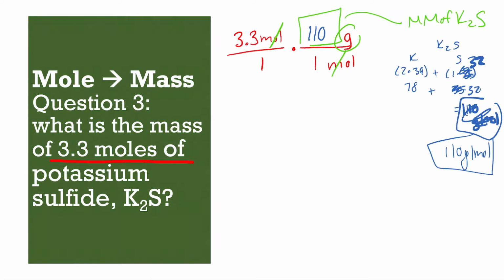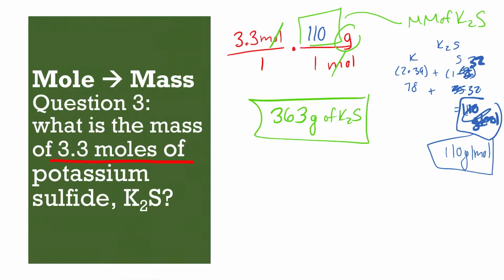So we get 3.3 times 110, and that is 363 grams of K2S. And that's it. Again, using the dimensional analysis protocol makes this a lot easier. It does take some practice to get through, but it's just kind of remembering that.